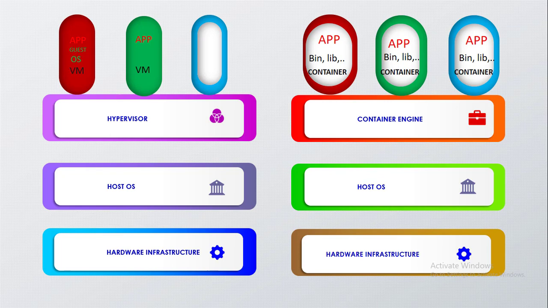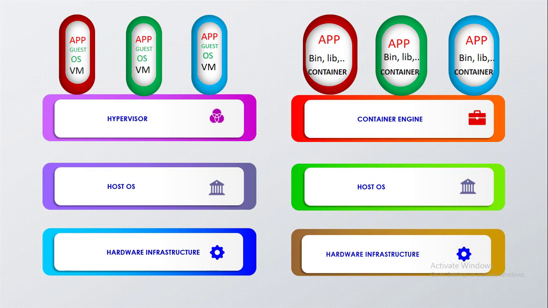We have seen the first image previously, right? Using a hypervisor, you are installing virtual machines, and on top of the virtual machine you are running your application. So it is very costly. You need to buy licenses for every operating system, and you need to distribute your memory, RAM, processors, networks, all these things.